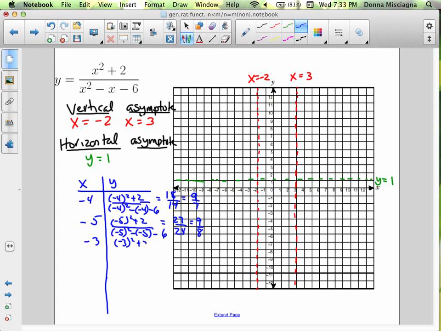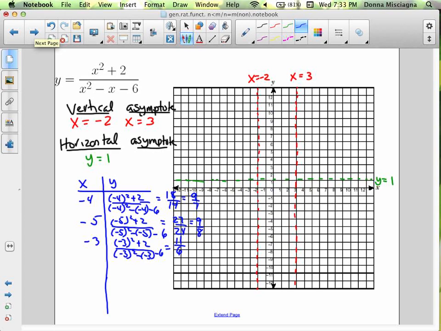-3 squared plus 2 over -3 squared minus a -3 minus 6. So -3 squared is 9 plus 2 is 11. So this should be greater than 9/7. And then 9 plus 3, it's going to give us 12 minus 6 is 6. So this is almost 2. All right, that's all the points on the left-hand side.